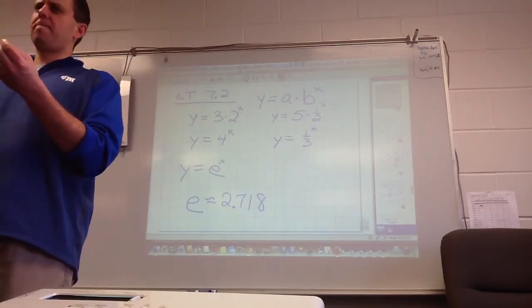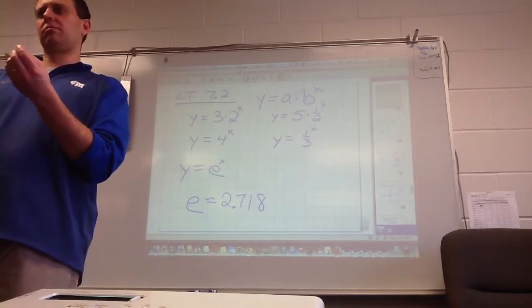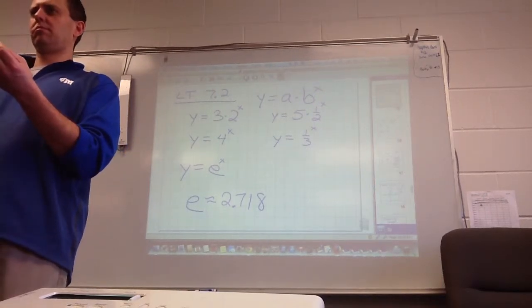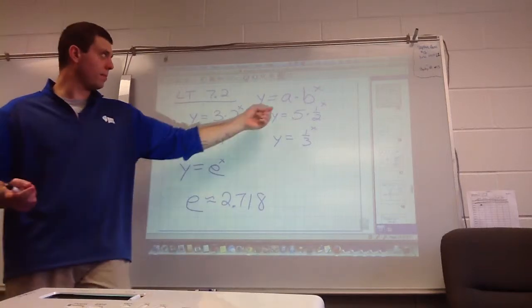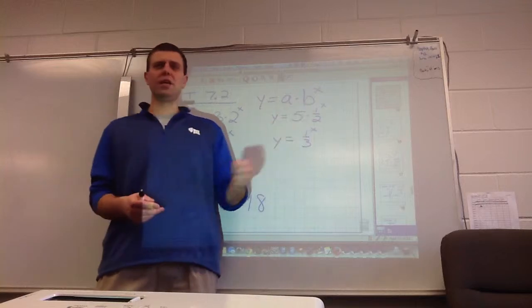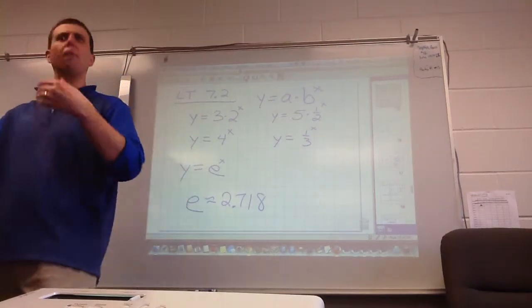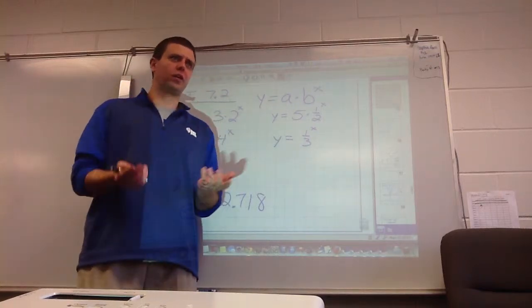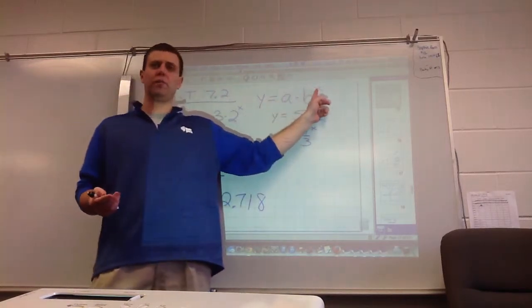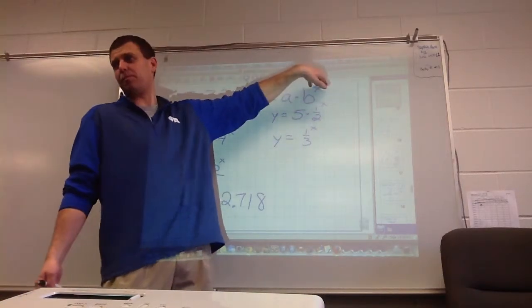Anybody remember? Look in your notes. The y-intercept. Yep, A was usually the y-intercept, our starting amount. And B was the number you're multiplying by over and over and over and over again. Okay, and then notice where our variable is now, because we're working with exponential functions. Our variable is up in the exponent.